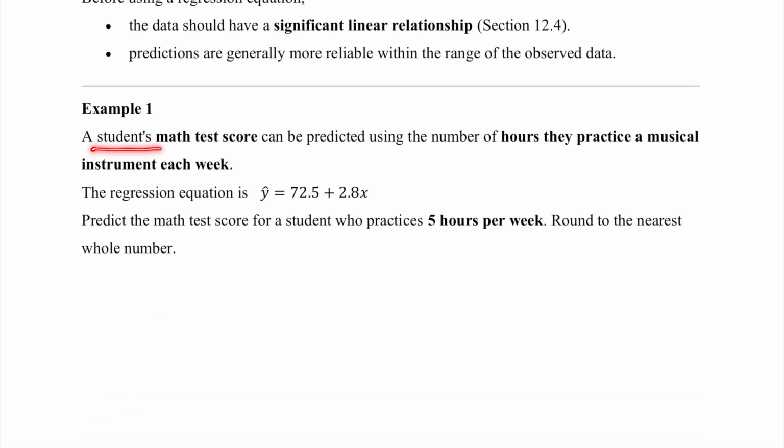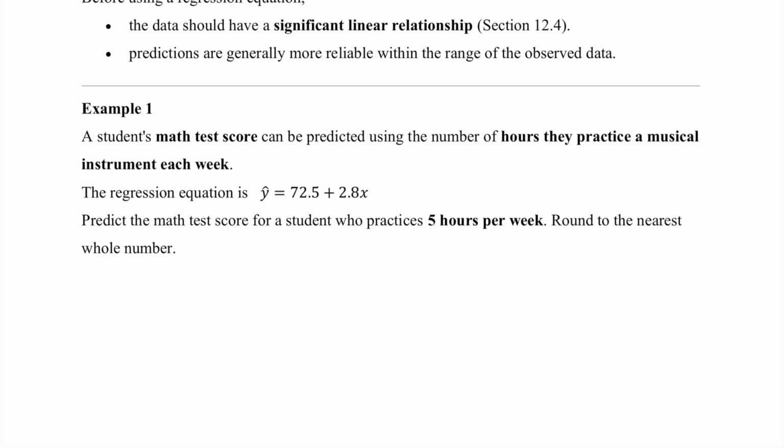Suppose a student's math test score can be predicted using the number of hours they practice a musical instrument each week. The regression equation is y hat equals 72.5 plus 2.8x. Here, x is the number of hours practiced each week. Y hat is the predicted math test score. 2.8 is the slope, and 72.5 is the y-intercept.